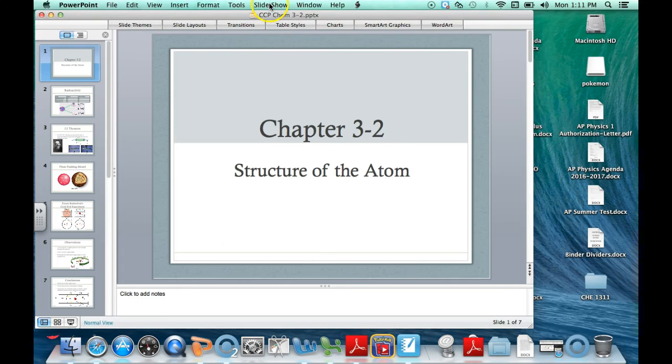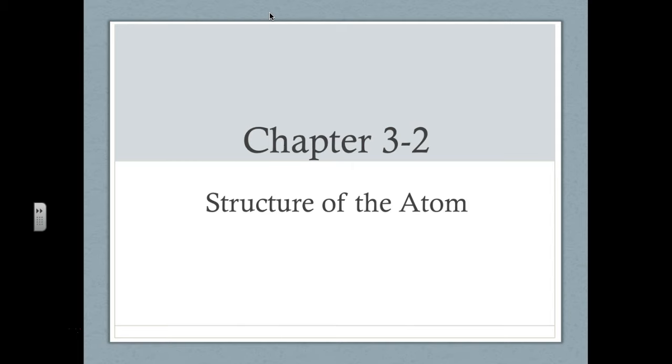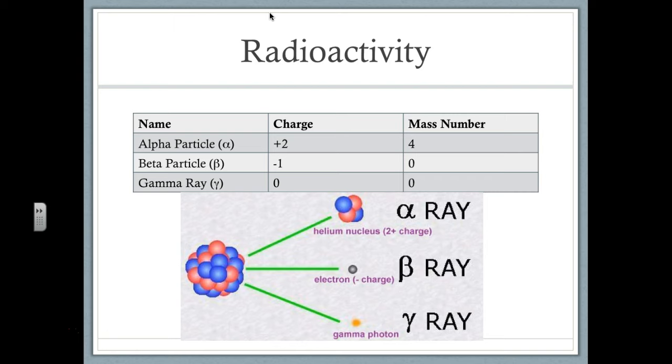Okay, so chapter 3, section 2 gets a little bit more complicated in things they talk about. The first thing they talk about in chapter 3, section 2, part A is radioactivity. Now, this is not a huge topic we are really going to get into. That comes later in chapter 13, which I don't even think we touch in this class. But just know that there are three major types of radioactivity.